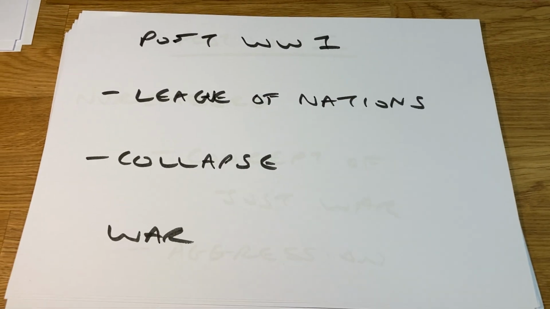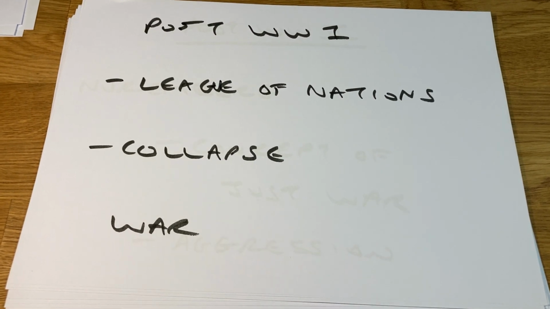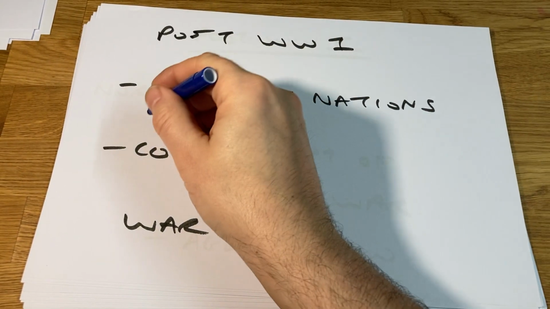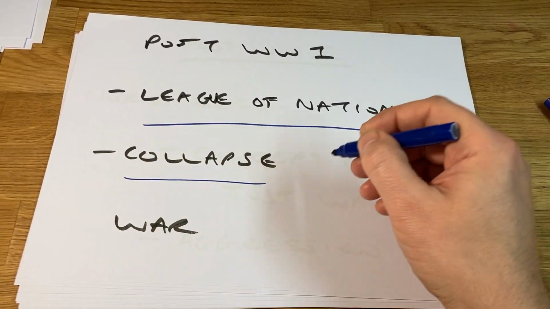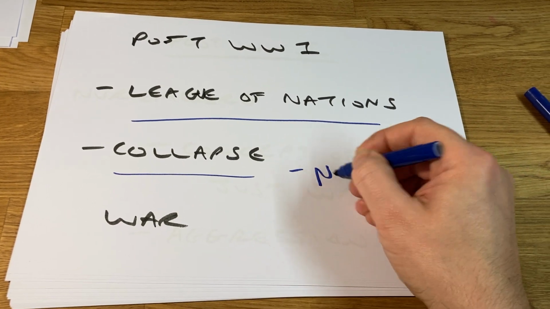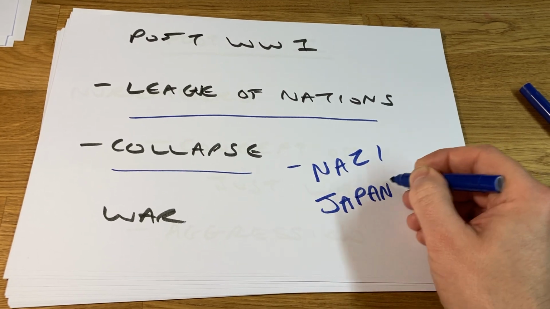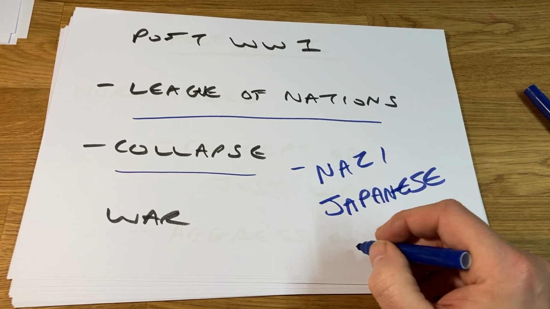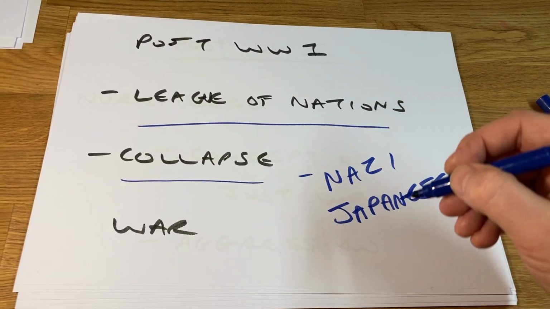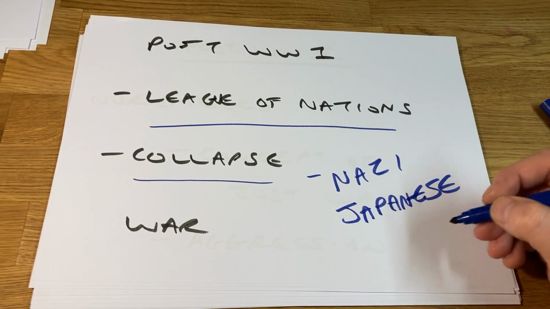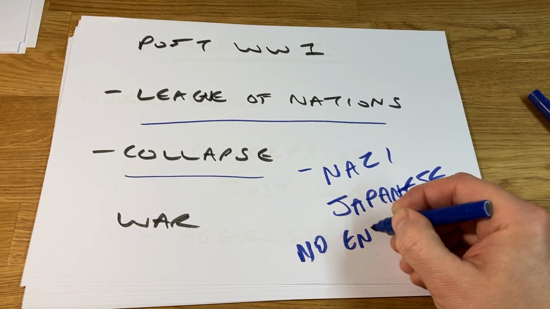Post-World War I, there's some attempt to regulate and apply the laws of who can and can't go to war and when they can. And this is done by what's called the League of Nations. Now, the League of Nations collapses. It collapses in the face of Nazi aggression. It collapses in the face of Japanese aggression in Manchuria. And it collapses because people are able to go in and out of the League of Nations. If they don't accept the decision of the League of Nations, well, there is no enforcement.